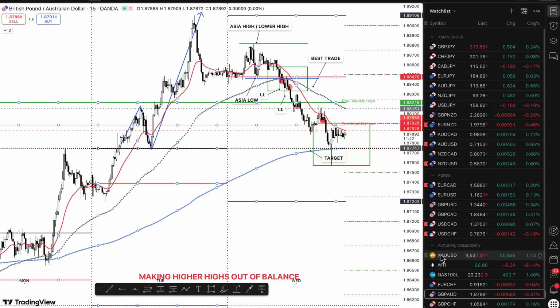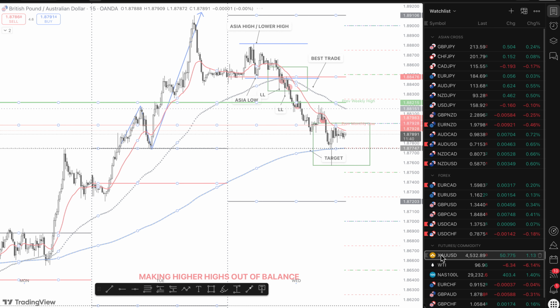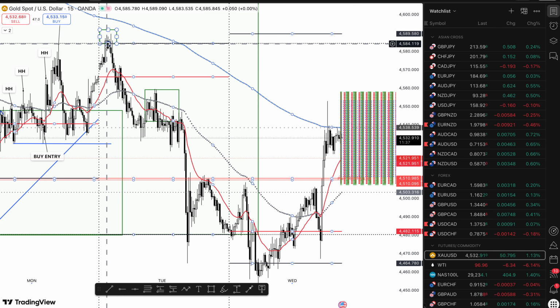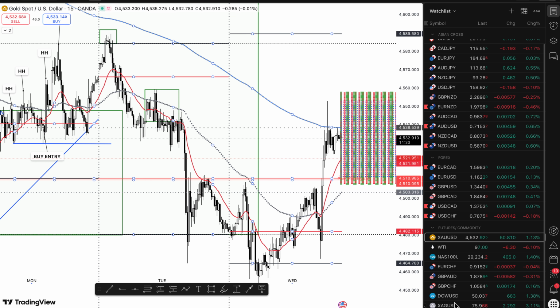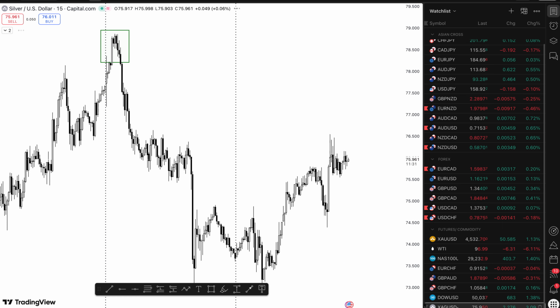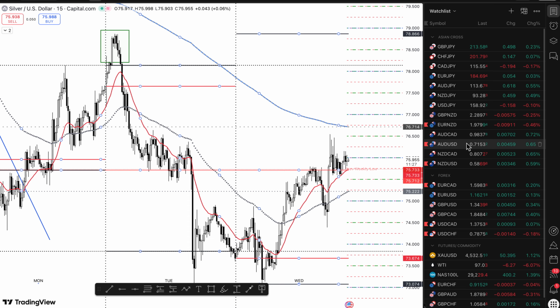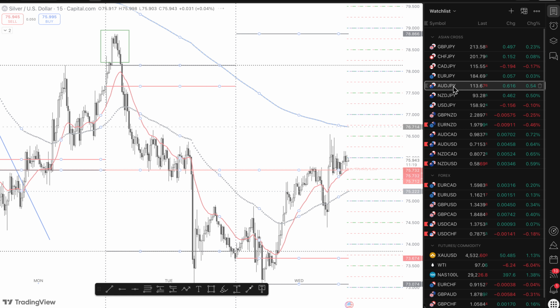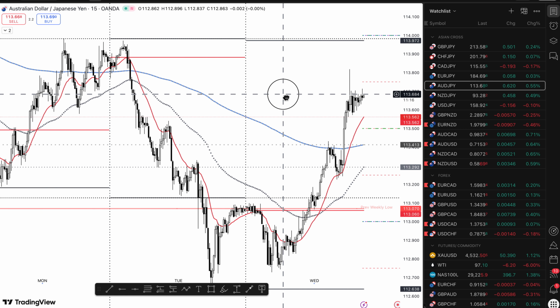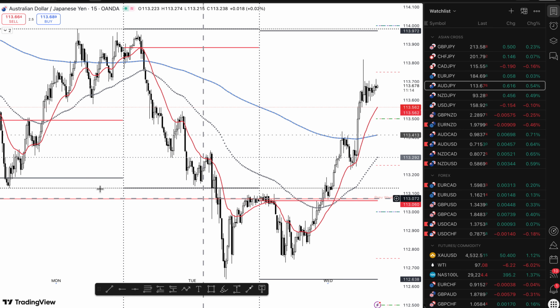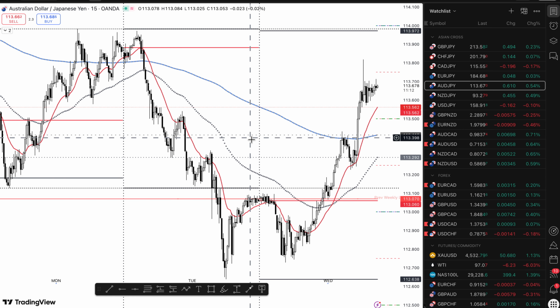It happened on gold. Those of you in the community, you can see that opening range reversal on gold. It happened on silver. It happened on US 30, opening range reversals everywhere. They were just everywhere, good opportunities everywhere. It happened on the Aussie JPY, opening range reversal. You can see that opening range reversal returning back to Monday's low.